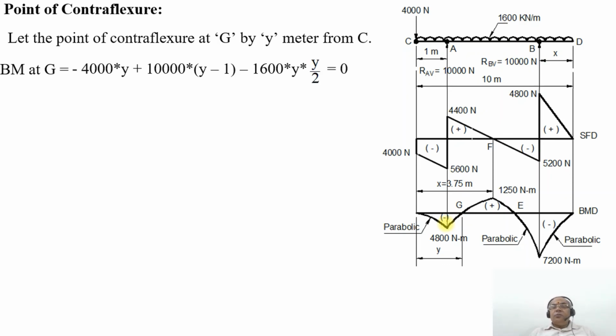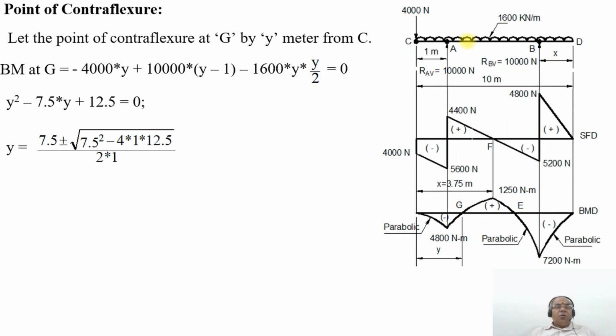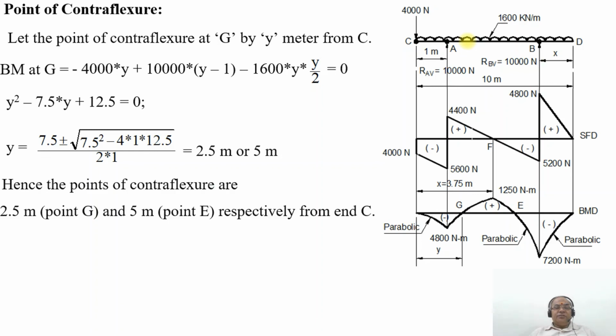So that will be equal to minus 4,000 into y plus 10,000 into y minus 1 minus 1,600 into y by 2, which will be equal to 0. So y square minus 7.5 y plus 12.5 will be equal to 0. On simplification, y will be equal to 7.5 plus or minus root of 7.5 square minus 4 into 1 into 12.5, divided by 2 into 1. So that will be equal to 2.5 meters or 5 meters.